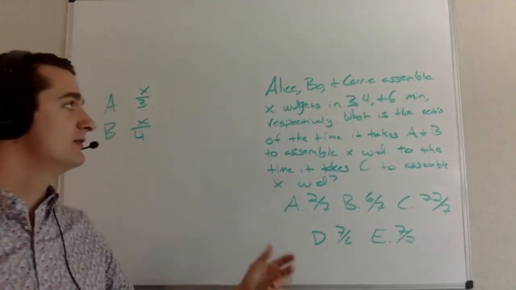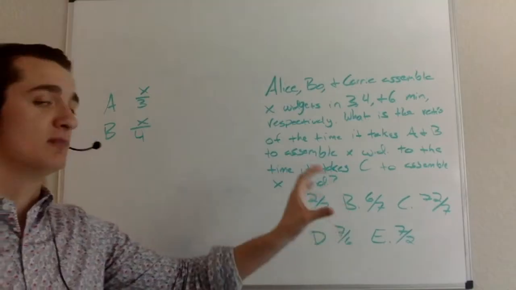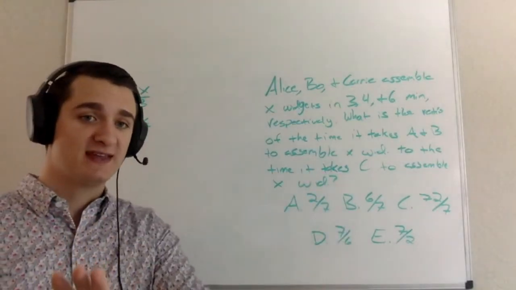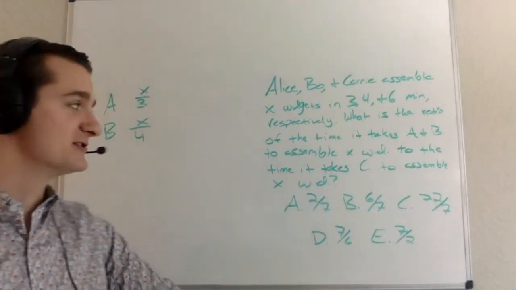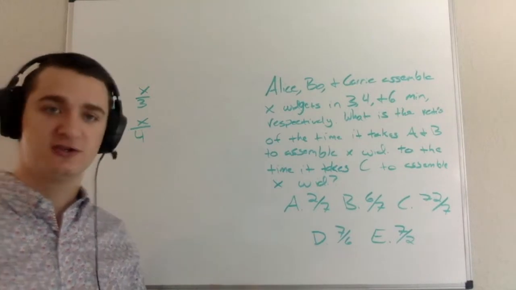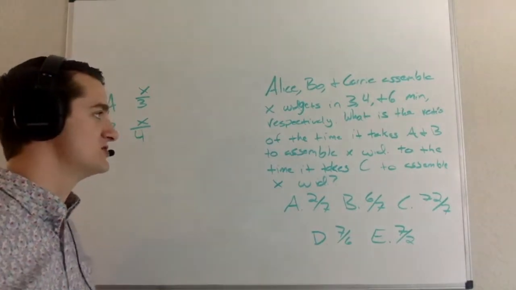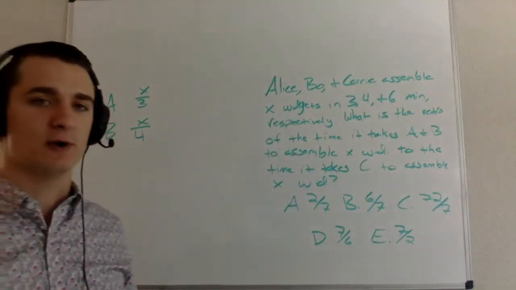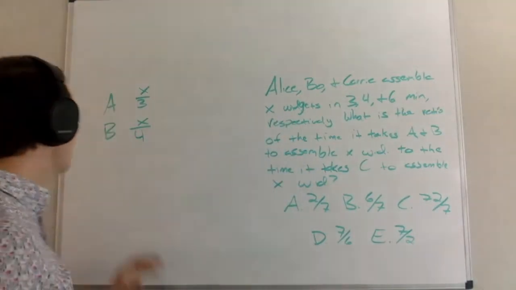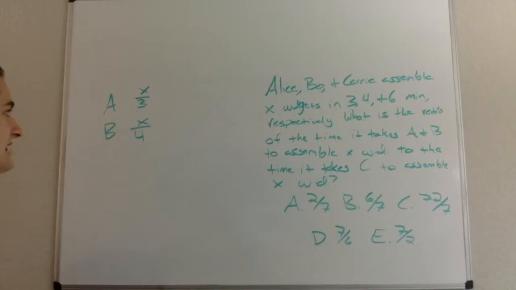Also you will notice that as I put this question up here, I've abbreviated some things. Don't take that to mean that I don't want you to focus on every word that's in the question. It's just to preserve some space on the board. So make sure you focus on every word in the question, even if I haven't written every word up here. The rate of Alice is X widgets per 3 minutes. The rate of Bo is X widgets per 4 minutes.